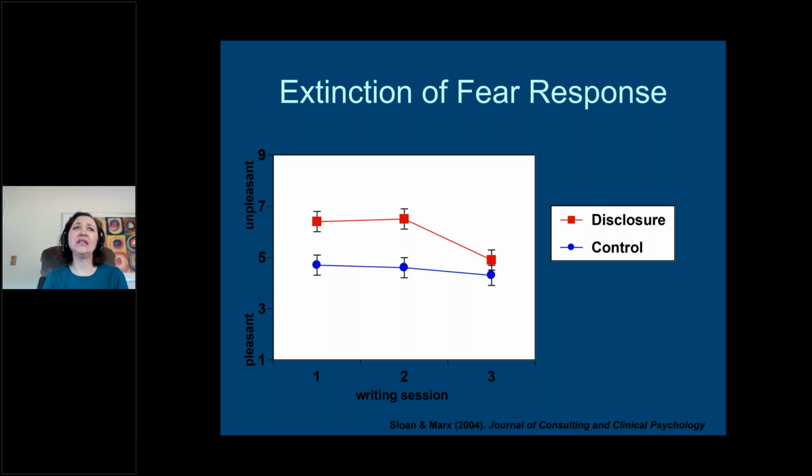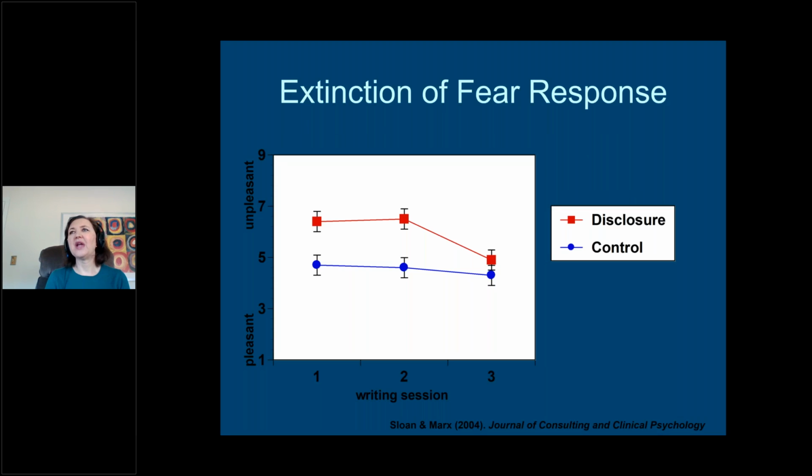And so you can see that there was initial activation at the first session. People that wrote about their traumatic experience had initial higher negative affect at the first session. But by the third session, they weren't significantly different than the control participants. And that reduction in fear response also predicted their outcome. So the more they had a reduction, the better their outcome in PTSD symptoms.